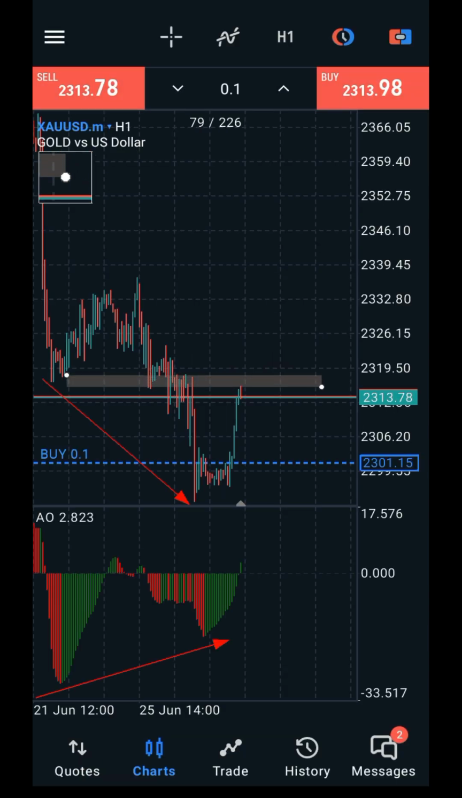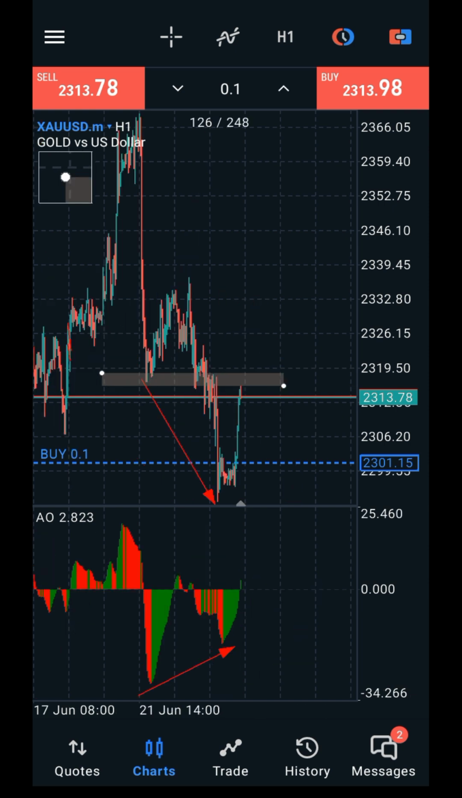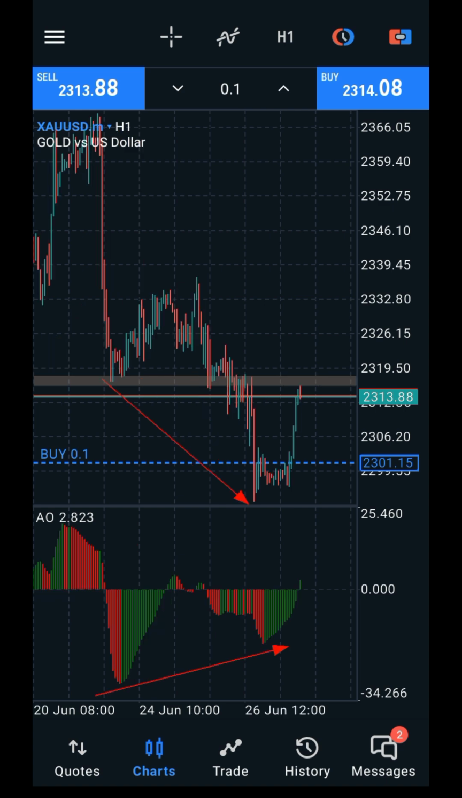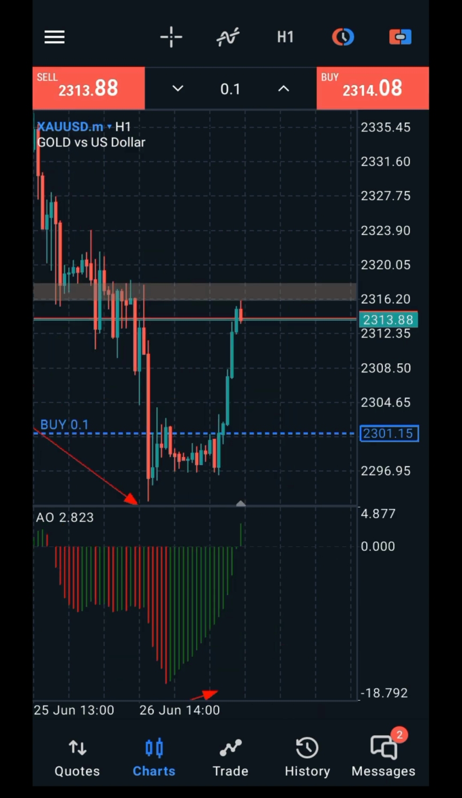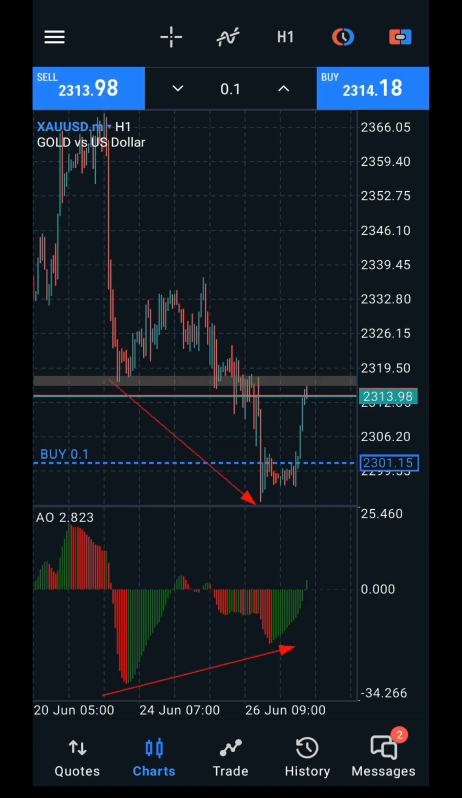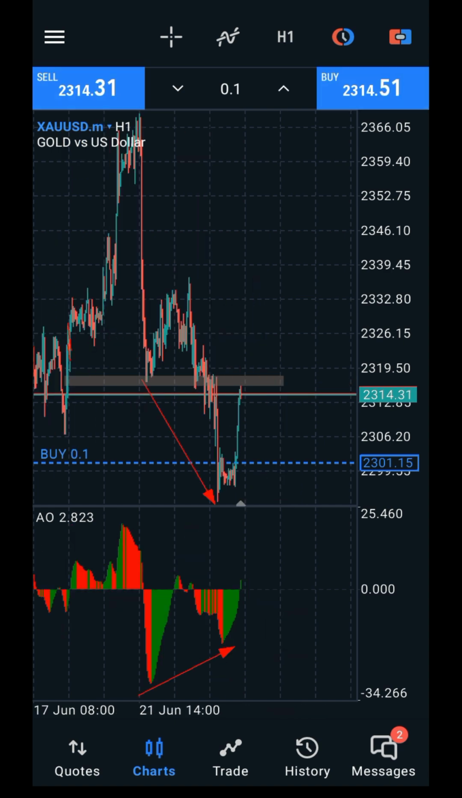Look at this. Yeah, that is the zone. I think there's a possibility of reversal. That is support and resistance, S and R, but it can break that zone and still go up. But for now, let me close these trades.